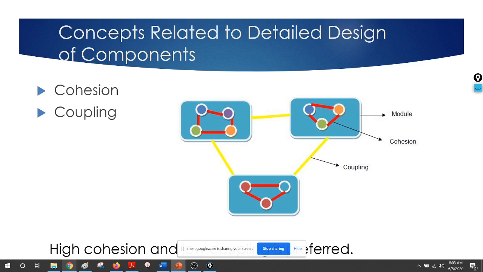So detailed design means designing the components, right? So two of the most important concepts are cohesion and coupling. Cohesion and coupling. So you have to be aware of those two concepts, right? Cohesion means when you take a module, it does one well-defined thing. When it does one well-defined thing, it is going to have only the subcomponents which are really cohesive.